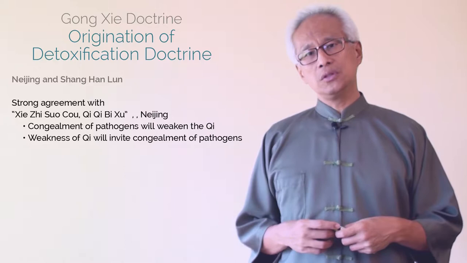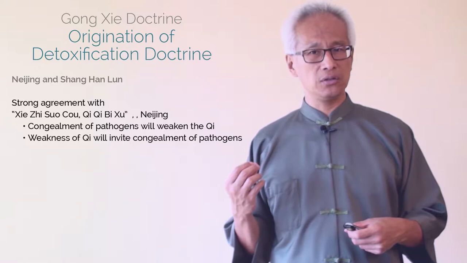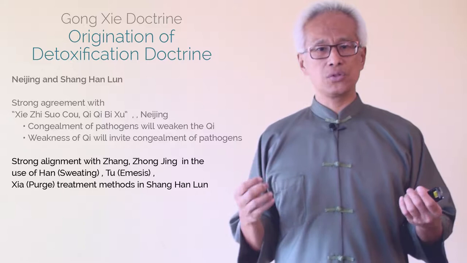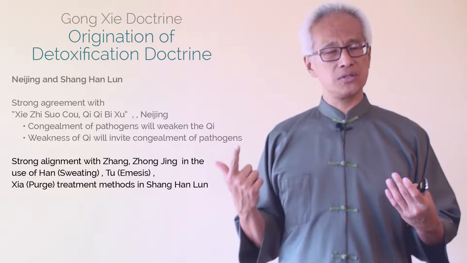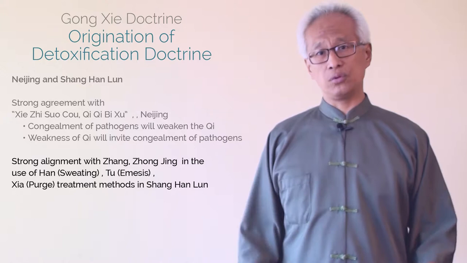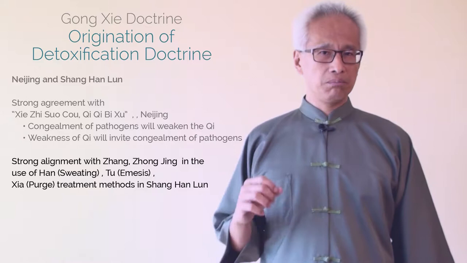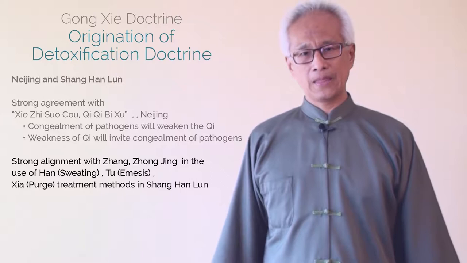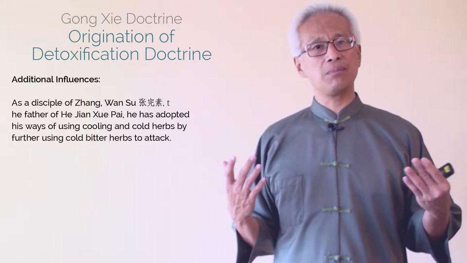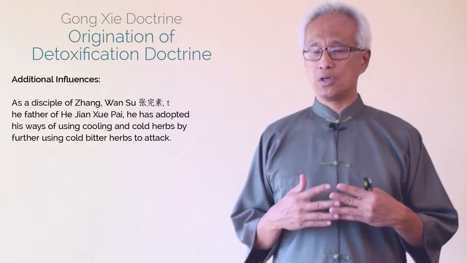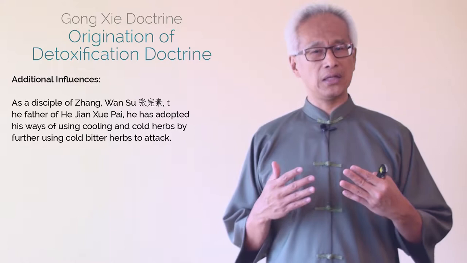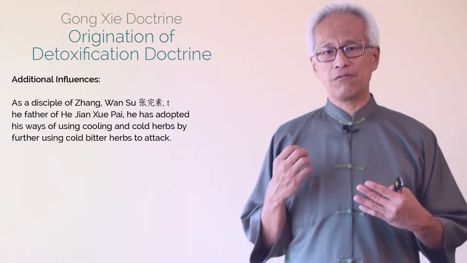So Zhang Zihe had a very clear understanding of the Neijing, and he had a strong alignment. This doctrine has a strong alignment with Zhang Zhongjing's use of the sweating method, Hanfa, the emesis method, Tufa, and the purge method, Xiafa, in the Shanghan Lun. So he exclusively used these three methodologies against pathogens, toxins, and also as detoxification methods. An additional inference is that he was one of the favored disciples of Liu Wansu, the father of the Hejian doctrine. So therefore, he really learned a lot about the fire heat pathology, and adopted and created his own ways of using cooling and cold herbs, by further using cold and bitter herbs to attack these pathogens.